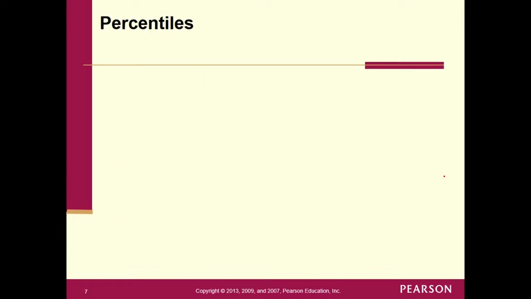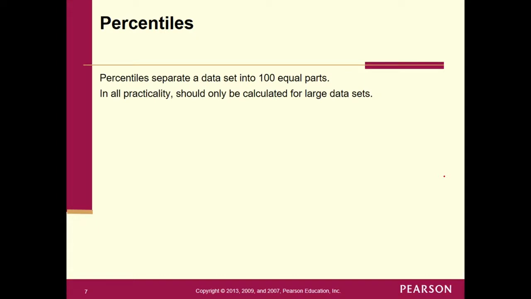All right. How about percentiles? Percentiles separates a data set into 100 equal parts. So in all practicality, it should only be calculated for large data sets. The only reason to separate a data set into 100 equal parts is because you have a large amount of data, like thousands or millions or even billions of records. If you have billions of observations, it might be a good idea to calculate the percentiles. No reason to do it for a data set of only 50. So since it's meant for very large data sets, we will not be calculating percentiles. No reason to. However, we should know how to interpret them.